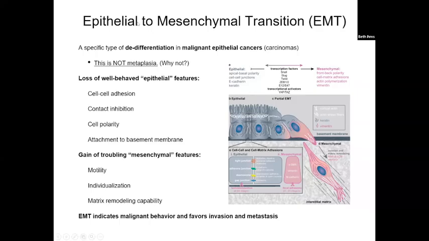So when an epithelial cell gains a mesenchymal phenotype, all of these capabilities increase malignancy, but it's still a malignant epithelial cell. This is still a carcinoma. We can't turn from a carcinoma into a sarcoma.